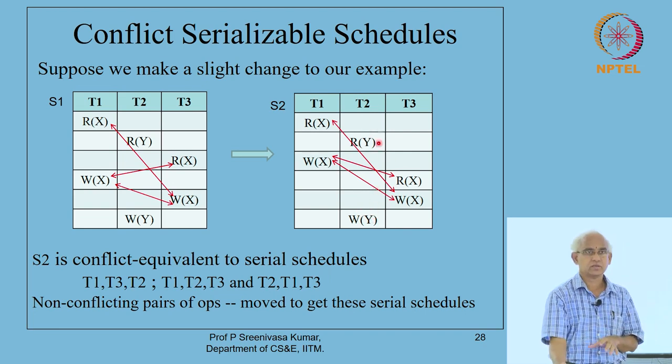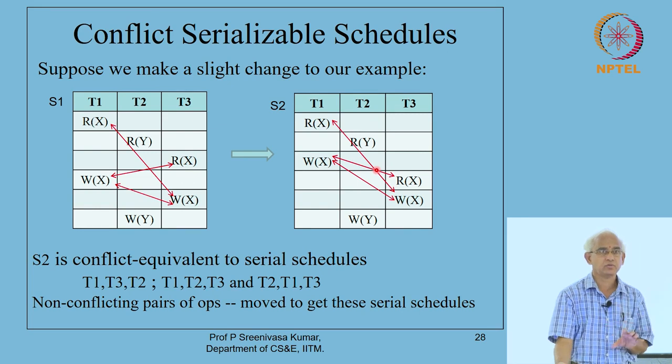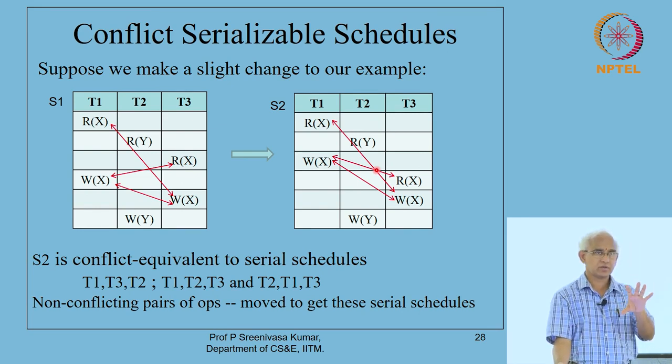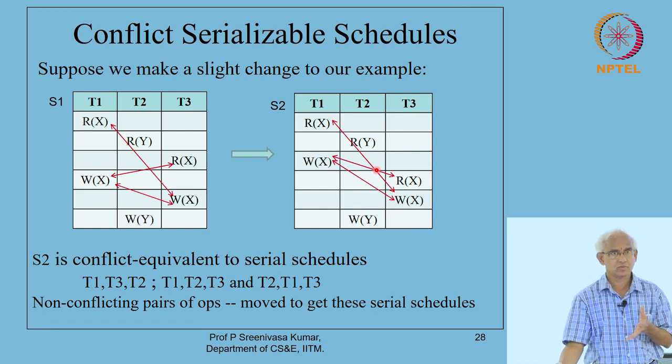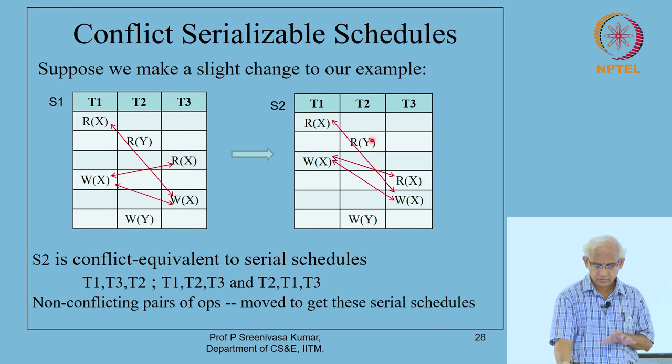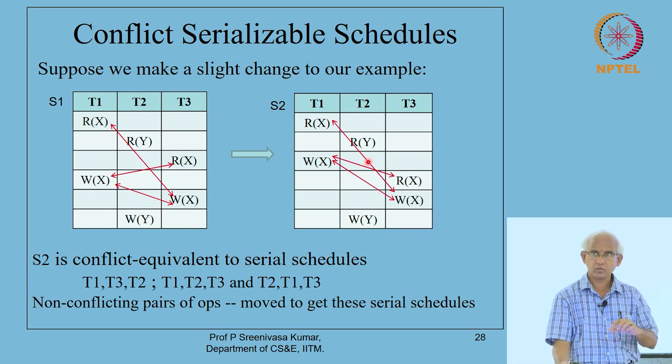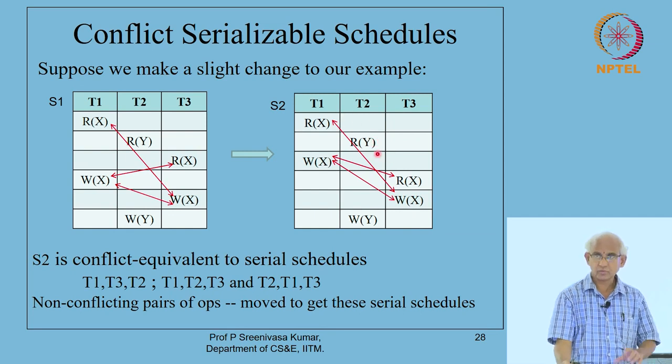Why I am telling all this is that one way of checking whether a given schedule is conflict serializable is to try and focus on non-conflicting pairs of operations within the schedule and swap them around to ensure that the given schedule can be turned into some convenient serial schedule.